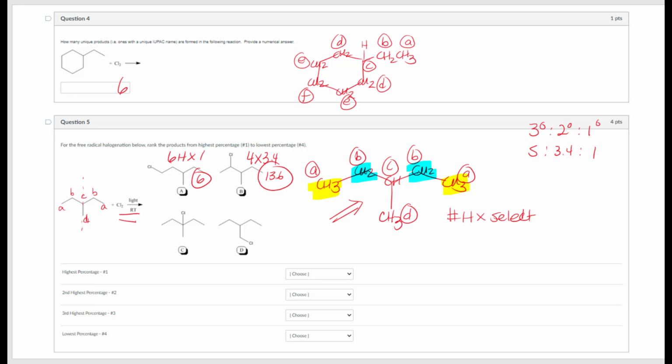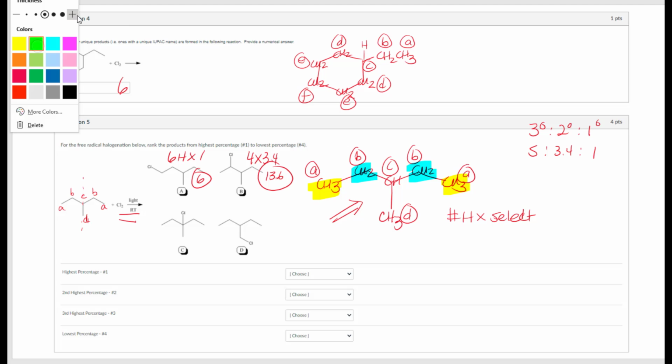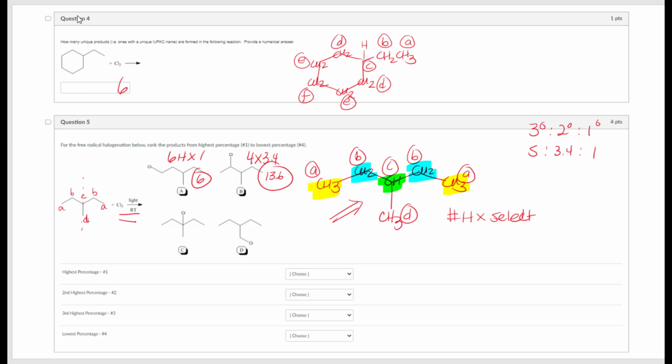Then for the CH, it's its own 1 hydrogen. So that would have 1 hydrogen, and it would have a selectivity of 5 because it's tertiary. So that would give us 5. And then finally the CH3 at the end, which I'll just circle here. There are 3 hydrogens there, and that's a primary hydrogen, primary carbon. So it's 3 hydrogens times 1 for 3.